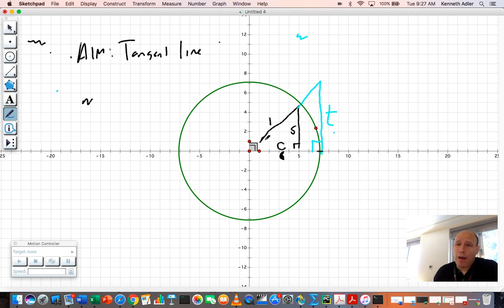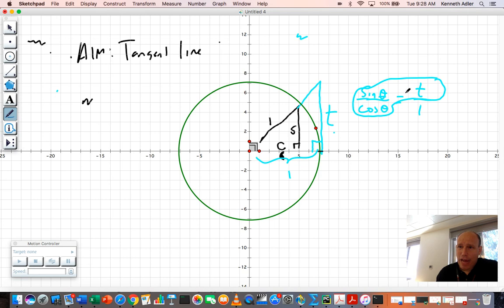So what we have here are two similar triangles: the small black and the big blue. So we know that the ratio of corresponding sides is in proportion. So sine theta over cosine theta is equal to what? T, which I don't know, over what's this length here? Oh, that's 1. And so it turns out that this height is actually tangent, which is sine over cosine, and it's an actual tangent to the circle.